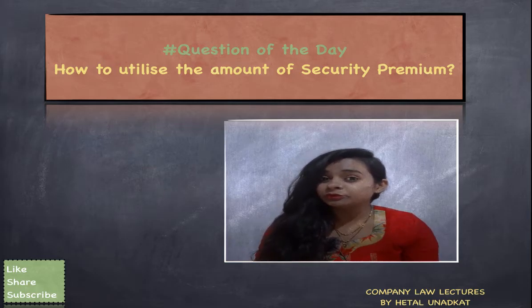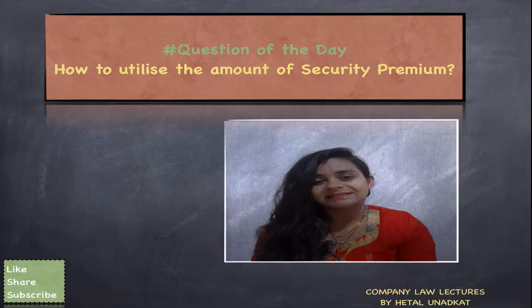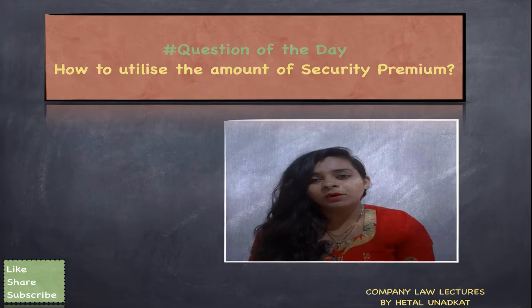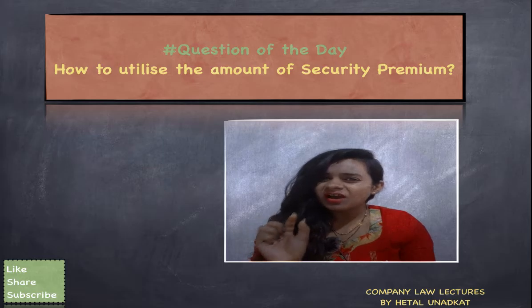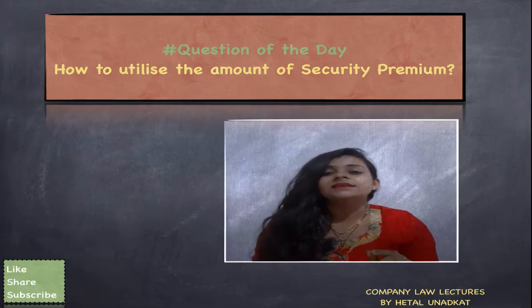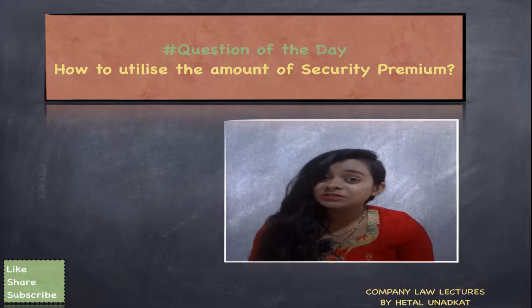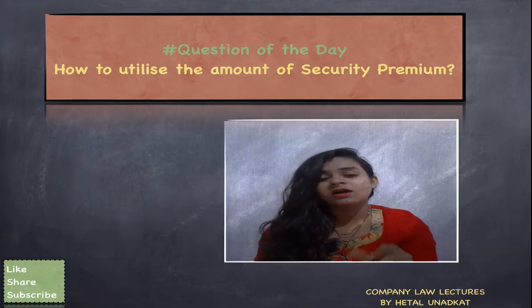I hope you know, because I'm just giving you the idea. We are issuing shares at a premium, that is above the normal value. We are issuing our shares in the market above our nominal value of shares. So the extra amount that we are getting from the market is the security premium. And today's question of the day is how and when we use that extra amount.